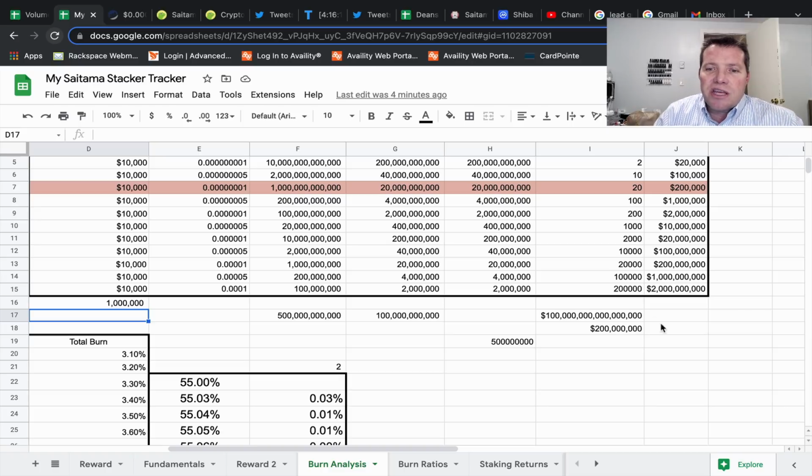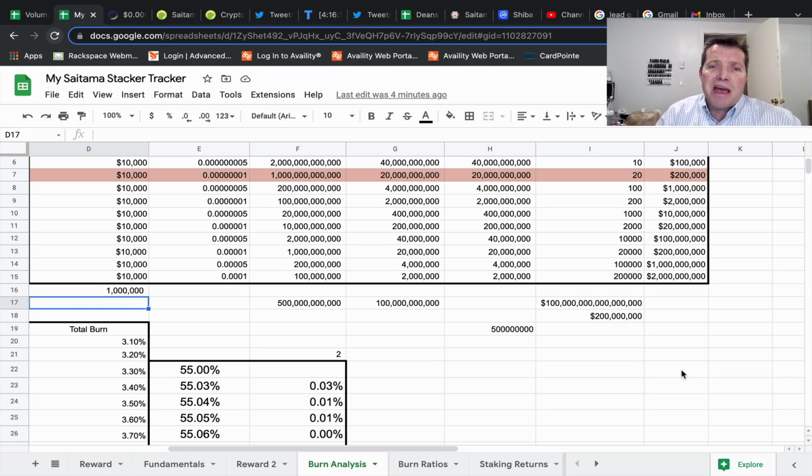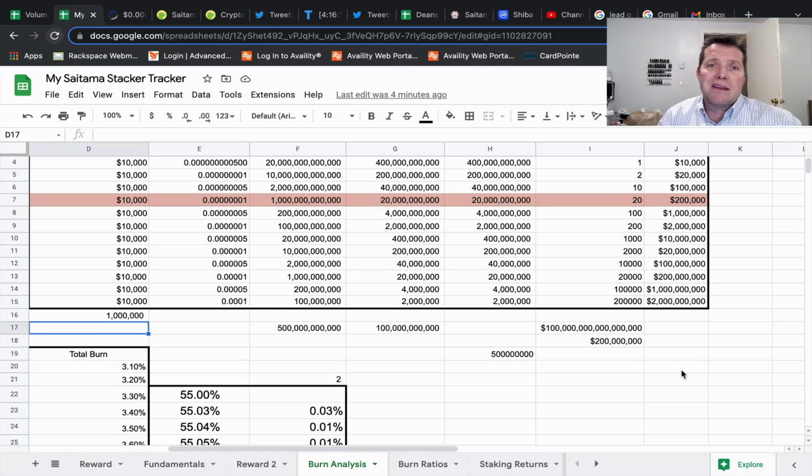But just know that the launch of Saitamask could bring dramatic volume increases, which could increase the burn, and increasing the burn decreases the supply, and therefore the supply that's remaining should have more value because there are fewer of them to count against the market cap.